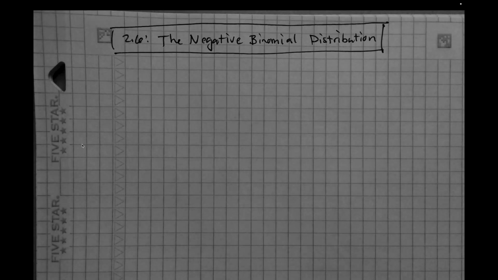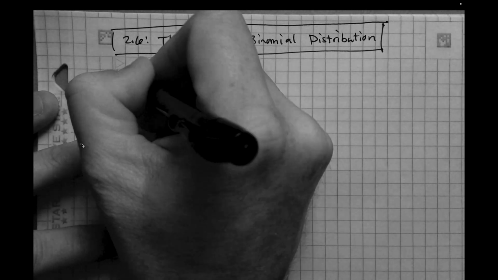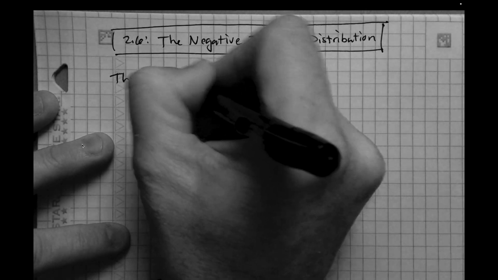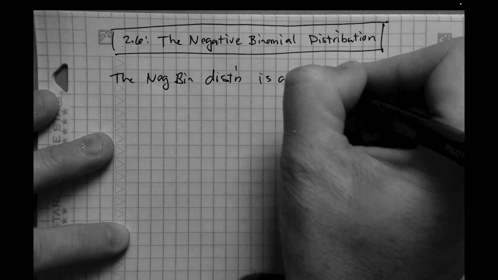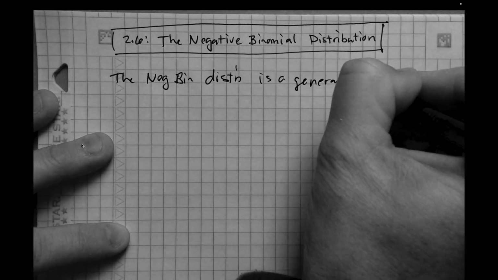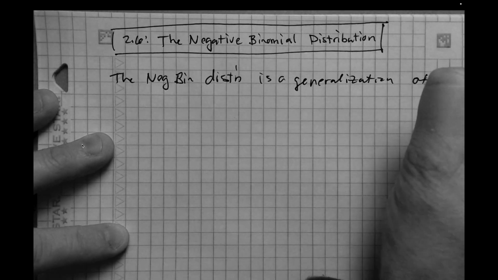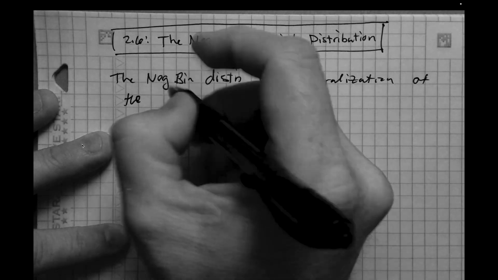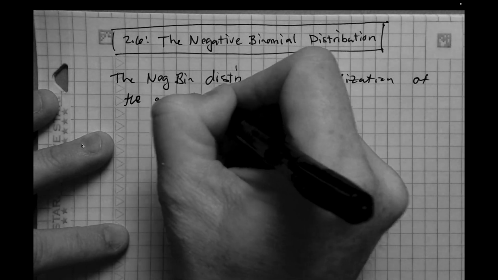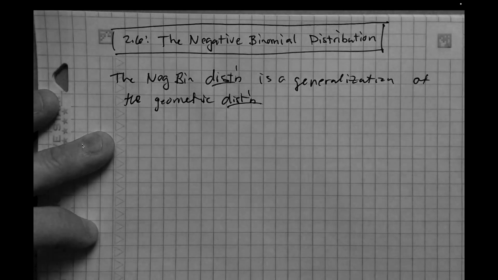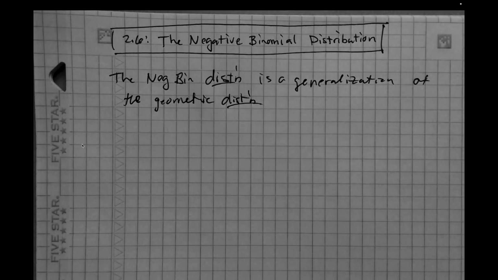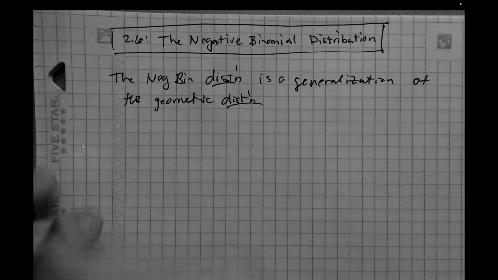The negative binomial distribution is really just a generalization of the geometric distribution. I'll frequently abbreviate distribution like that just because it gets to be too much to write out. So let's talk through what they have in common first.